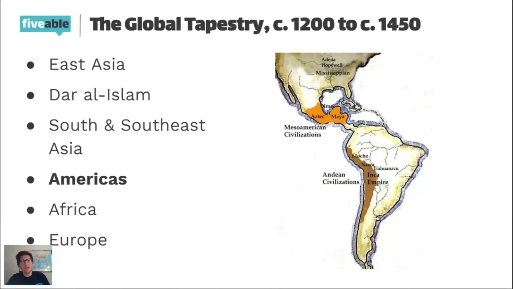Whereas we see state building in the Dar al-Islam, as we see it in East Asia, as we see it in South and Southeast Asia, it's also occurring in the Americas. So we don't want to forget that. A lot of times when we think before 1450, the Americas, maybe we don't give enough time to them. Hopefully your teachers did in your class.